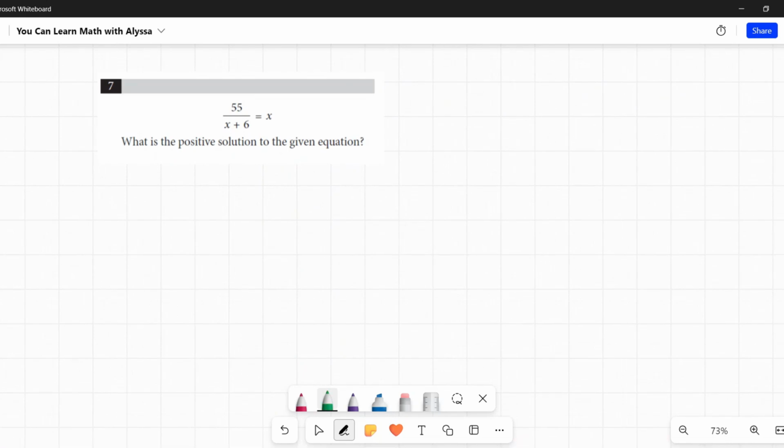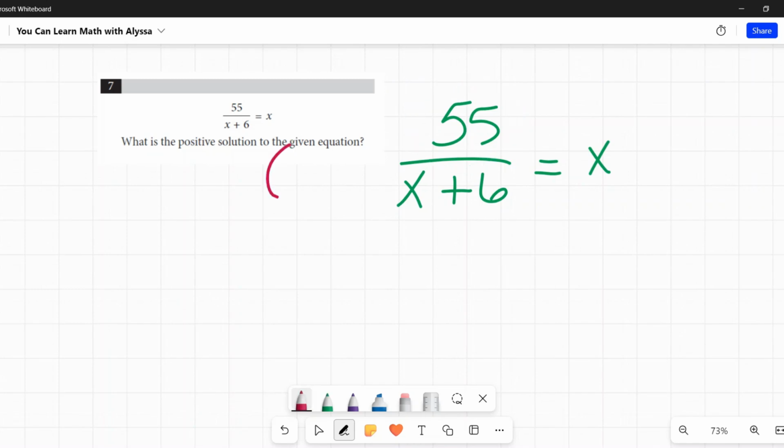Number 7, 55 over x plus 6 equals x. What is the positive solution to the given equation? Right, so I have x's on both sides. That's no good. We need all the x's on one side. So to do that, over here I have 55 being divided by x plus 6. So I need to multiply by x plus 6, and I need to do that on both sides. We always have to do it on both sides with algebra. We have to keep things balanced because of that equal sign in the middle.